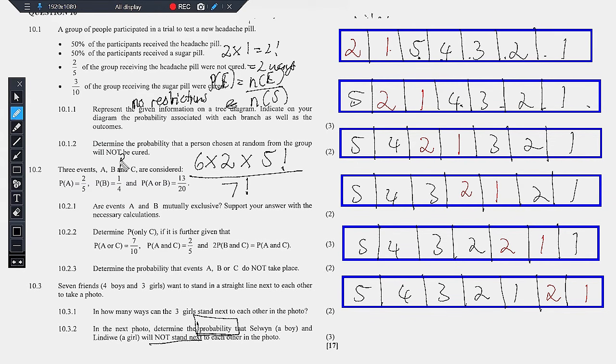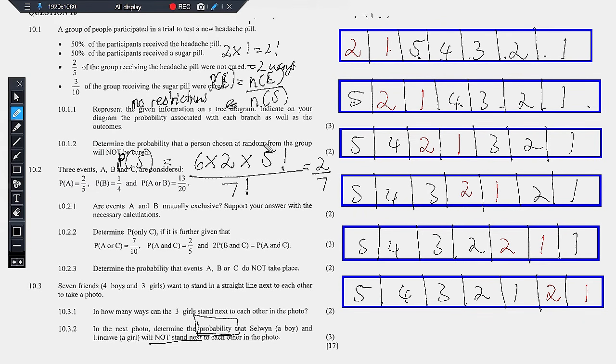So this would speak to the probability of them standing next to each other. That's 6 times 2 times 5 factorial over 7 factorial. When you punch that into your calculator, you get 2 over 7. So you don't necessarily need to find the values in here. You can just punch all of this into your calculator.